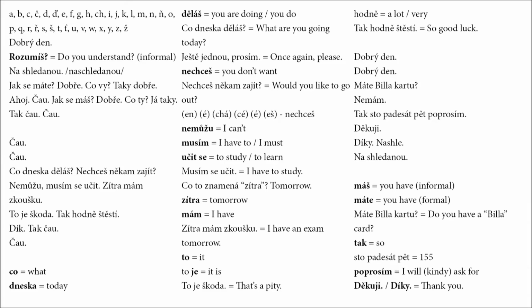It's a pity, but you're leaving out the je. It's to je škoda. So what does the je mean? Is. Oh, okay, it is. I think in Arabic you don't really have it is. You would just have the it. Or if you're saying I am, you just say one word. But here to it, je is, škoda pity.